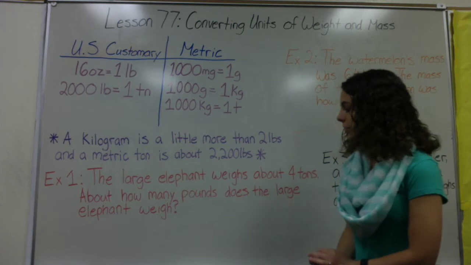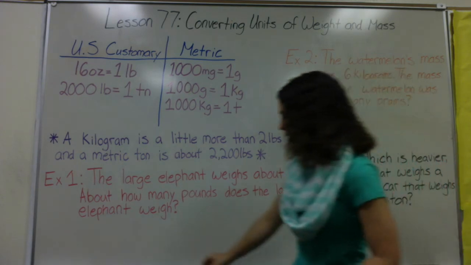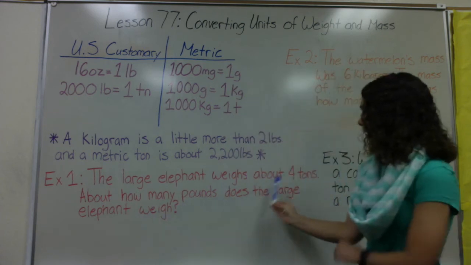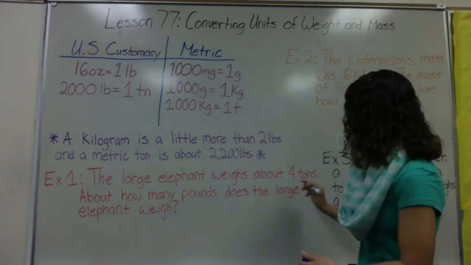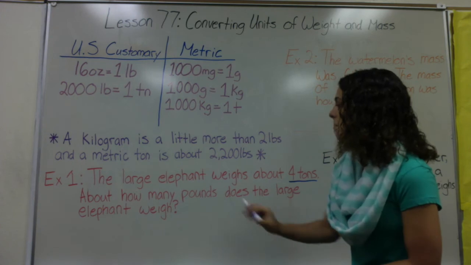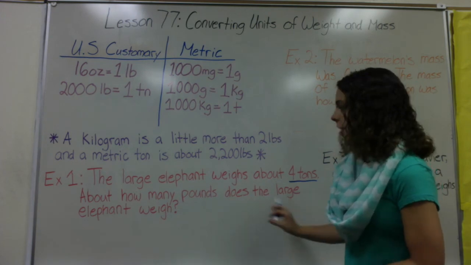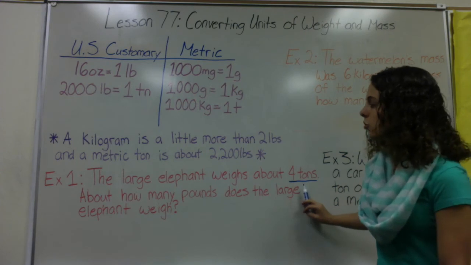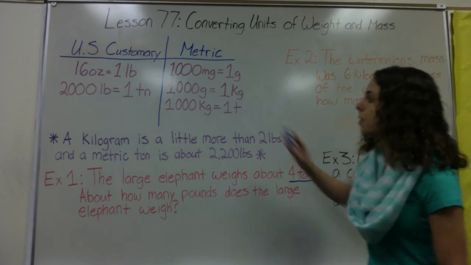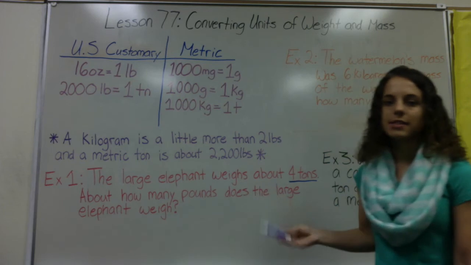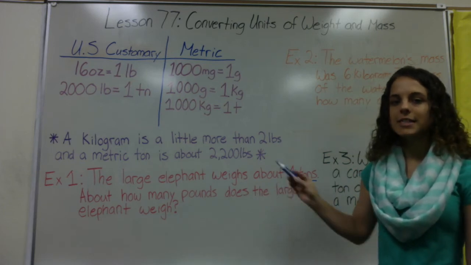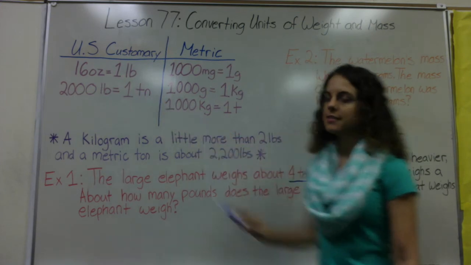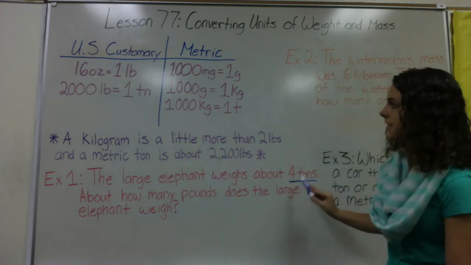So we're going to look at our first example together, and I'd like you to write down notes with me as well. The large elephant weighs about 4 tons. About how many pounds does the large elephant weigh? Usually when it just talks about tons, we want to focus on our U.S. customary system. Unless it specifically says metric tons, we're going to assume it's the U.S. tons that we're talking about. So 4 tons is how many pounds?